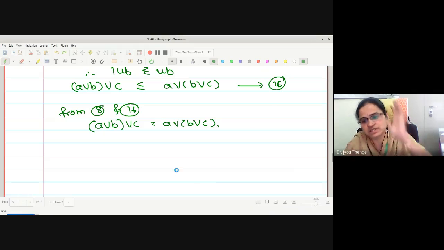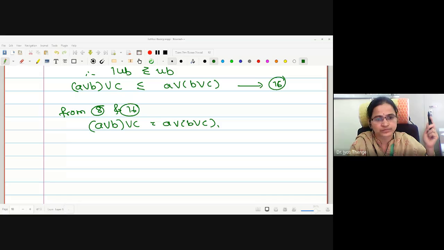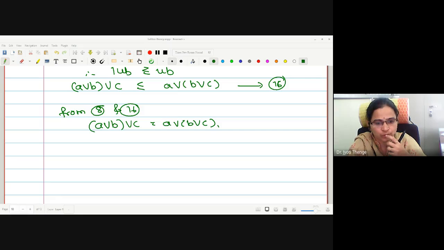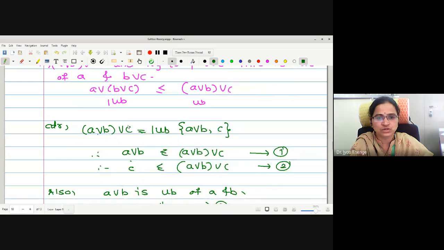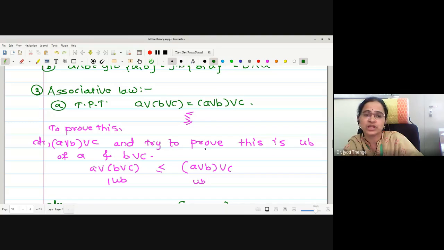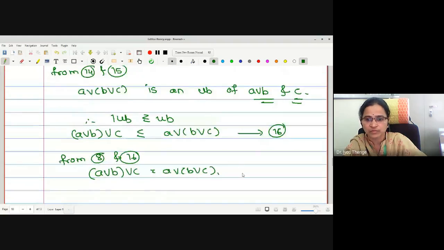Any doubt with the proof of this associative law? If you have a doubt, you can ask me. Students, the trick you have to remember is proving both. In the first part, if we start with the right hand side, A join B join C, the only aim is to prove this is an upper bound of A and B join C. Once we prove upper bound, this less-than-or-equal holds. To prove the reverse inequality, by antisymmetry. The reason I had forgotten here: 14 and 14. What is the property we have used?